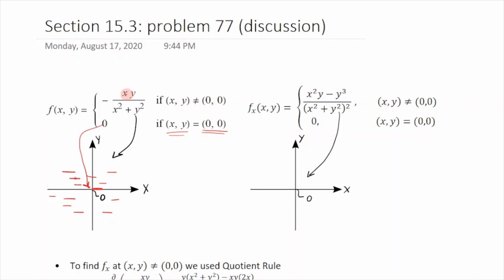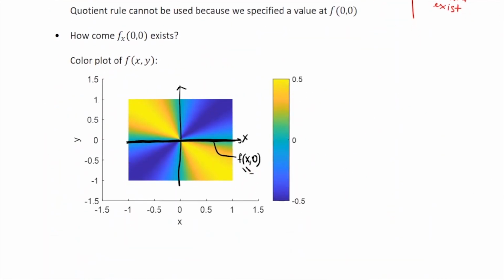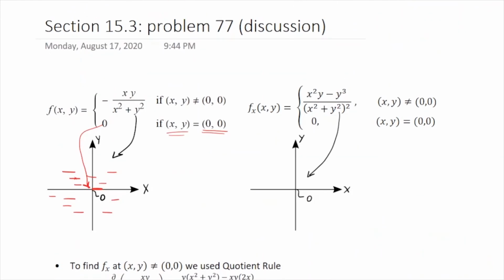Plugging in y equals 0, I'm going to get minus x times 0 over x squared, which is equal to 0, right? So everywhere on this line, I have the function equal to 0. At this point, I can't use the expression over here, but I'm told that the value at 0, 0 is equal to 0.